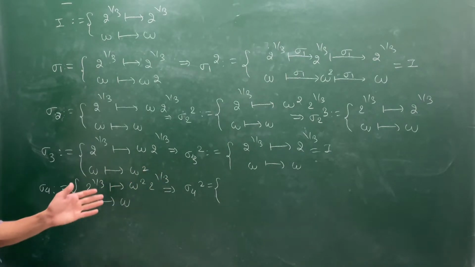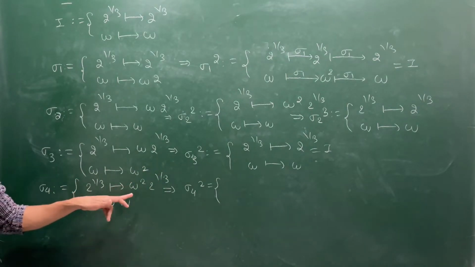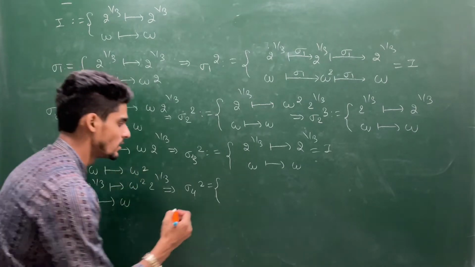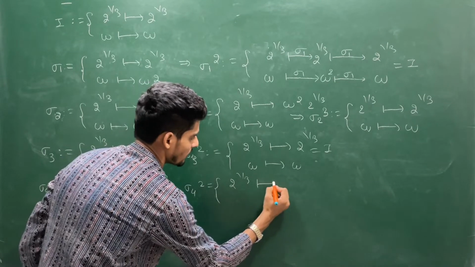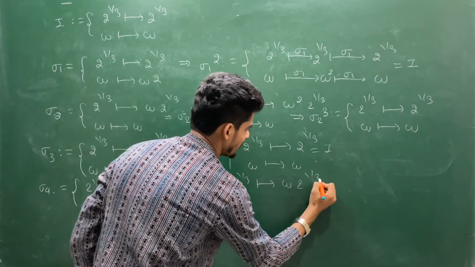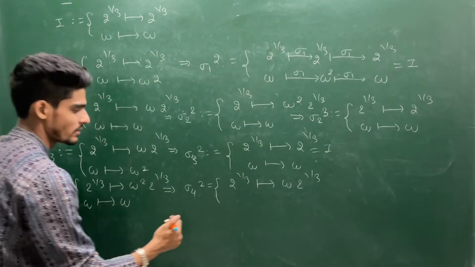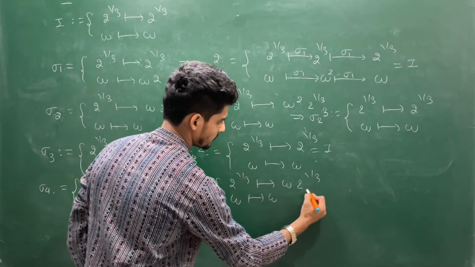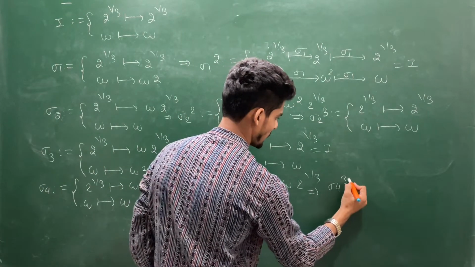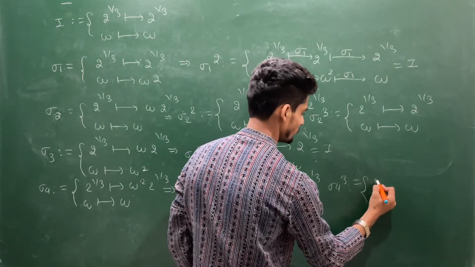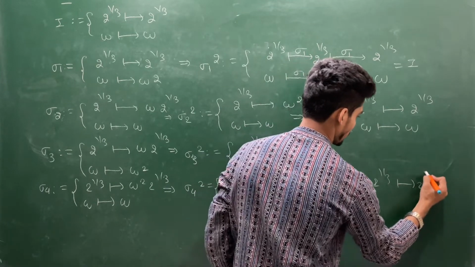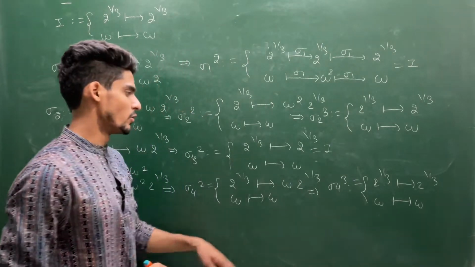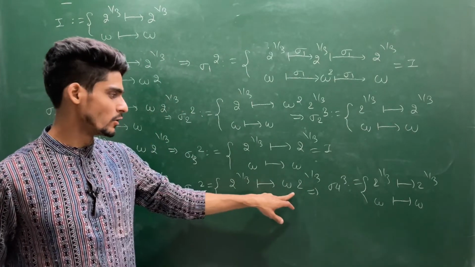That will again give you sigma, this will be omega square, you will have omega power 4, but omega power 4 is omega. So 2 power 1 by 3 will go to omega times 2 power 1 by 3, and omega is fixed, so it will be fixed under any integral power of sigma 4. If you find sigma cube, then 2 power 1 by 3 will go to 2 power 1 by 3, that you can verify. Because sigma 4 square sends 2 power 1 by 3 to omega times 2 power 1 by 3.